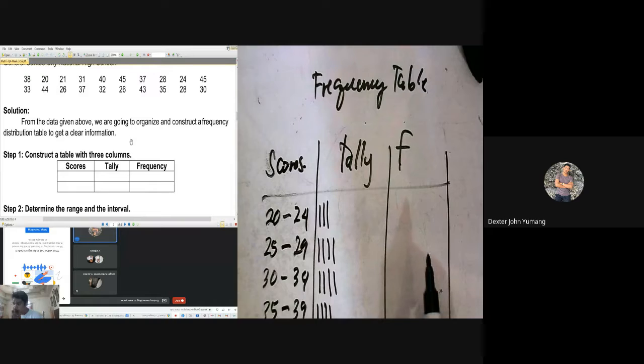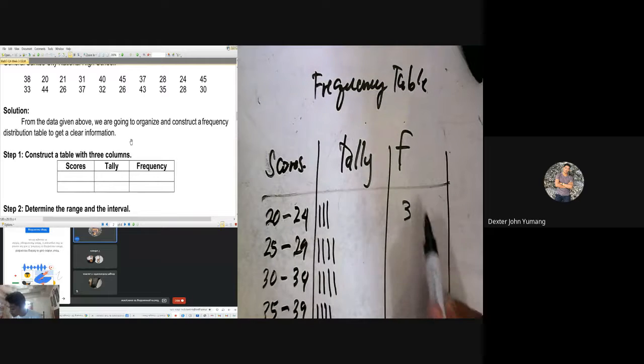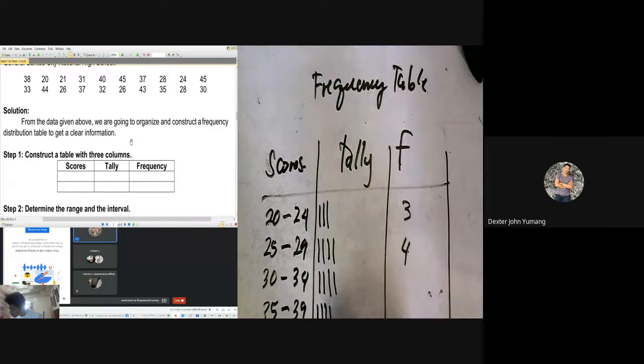Okay. So, ganyan po yung tali na tinatawag. So, pag bilangin nyo ang F, yung frequency, ilan sila? 1, 2, 3. Sulat lang dyan, 3. Dito, 4. Kabila naman, 4. Kabila naman, 4. Kabila, 3, and 2. Okay, ganun lang po yun siya.